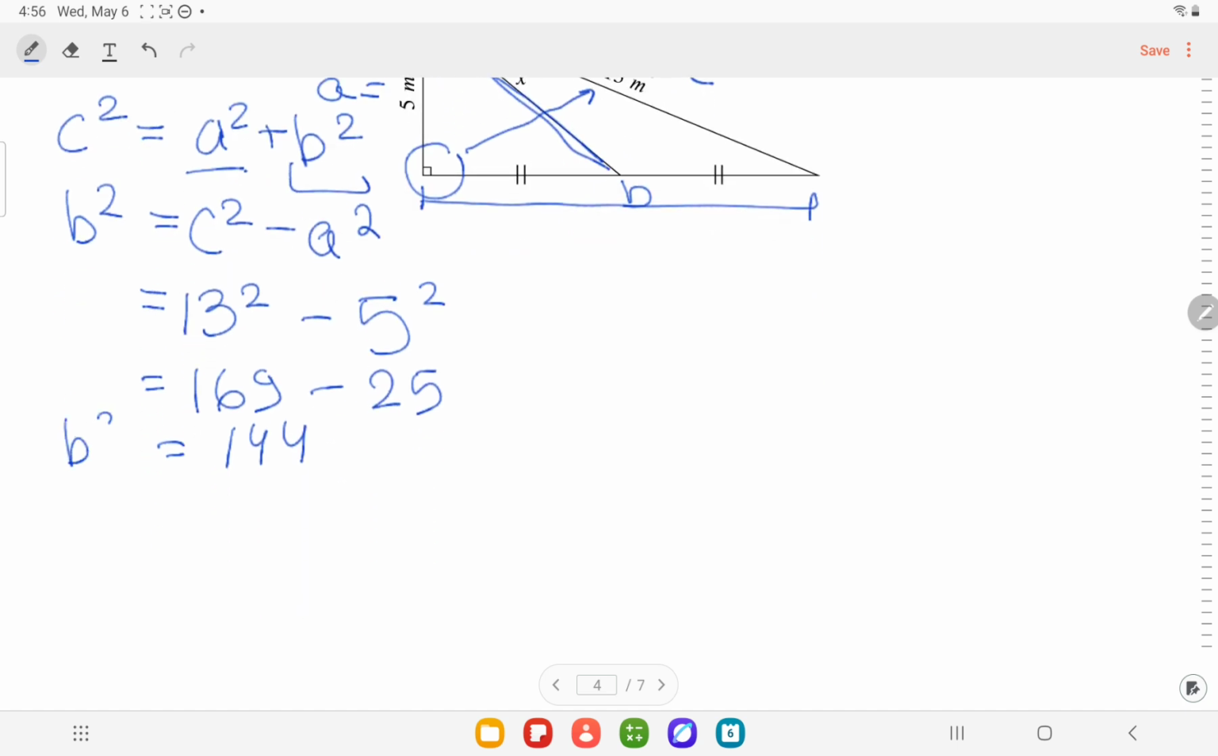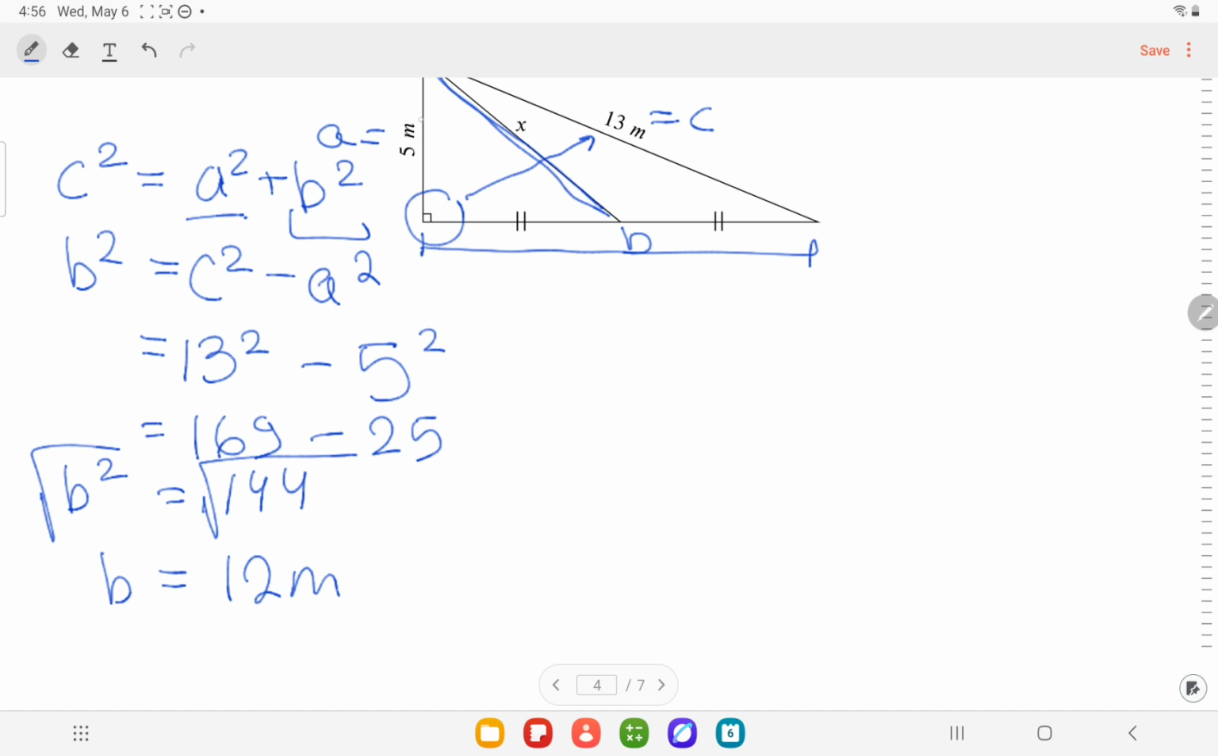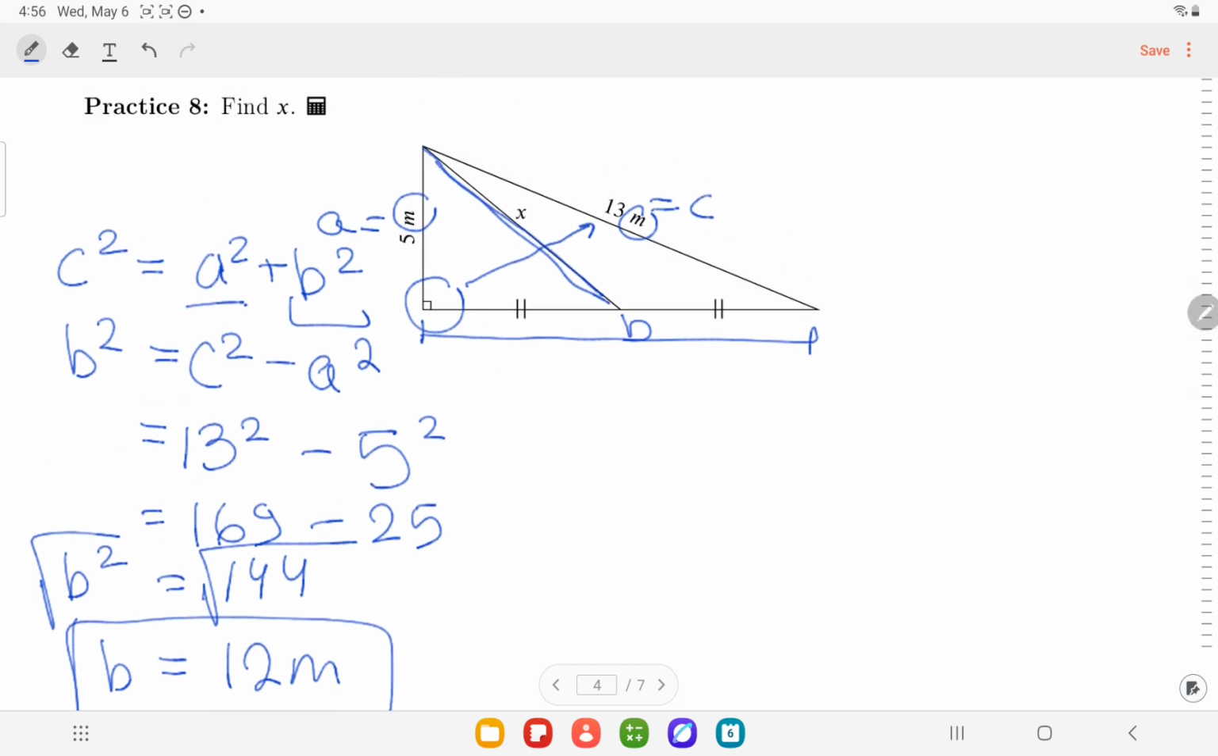And then to find our b, we square root both sides. And we find that our b is 12 meters, since these other sides are also in meters. And looking at this side here, the b, we see that these two parts are equal to each other. These little dashes mean that they're equal to each other. So since our b is 12 meters, each of these parts is going to be 6 meters.